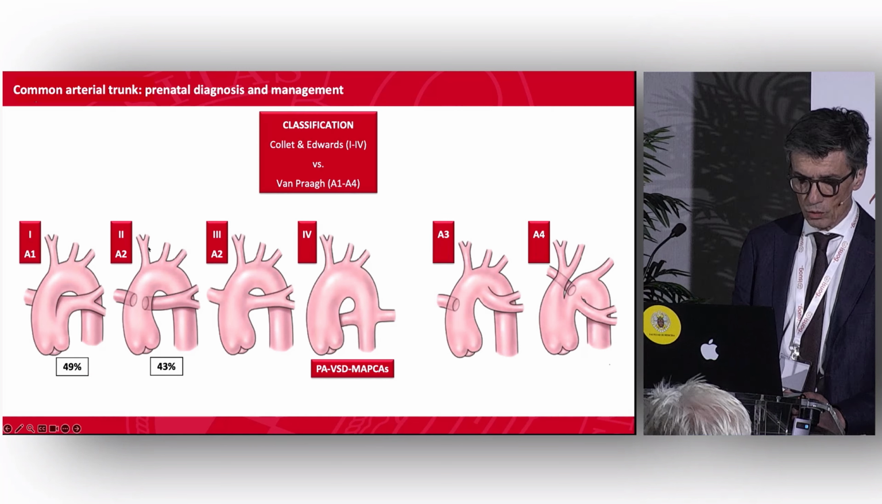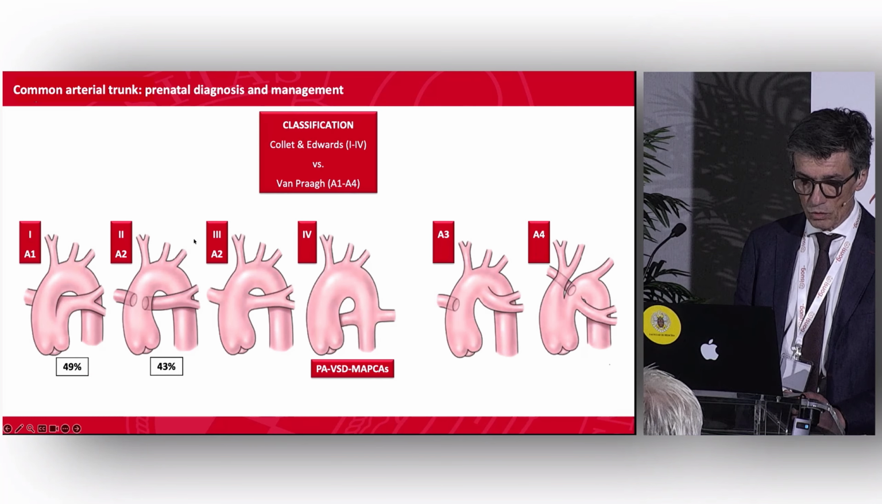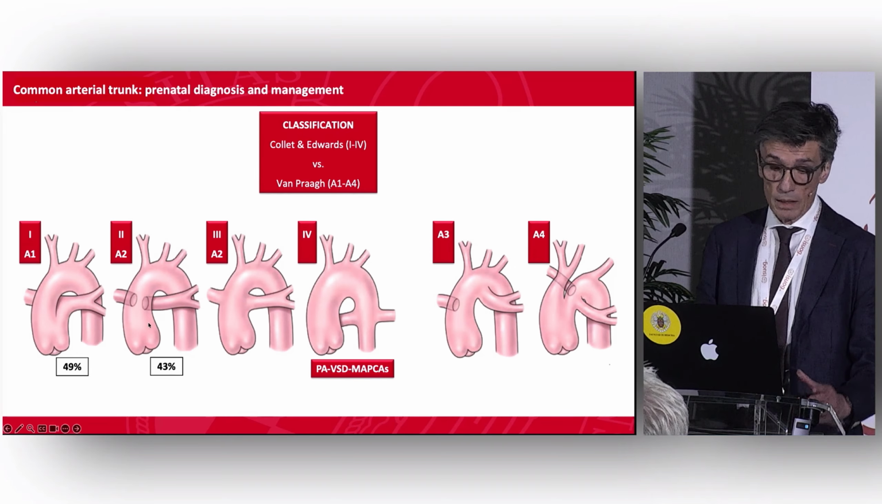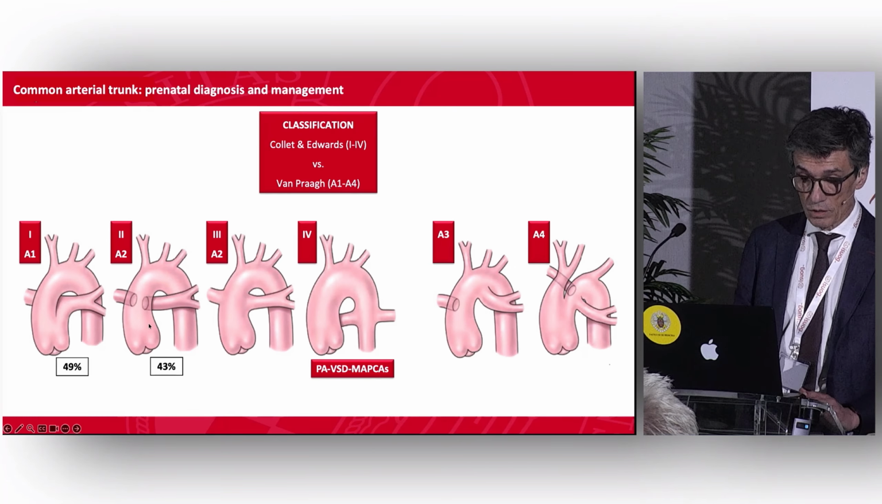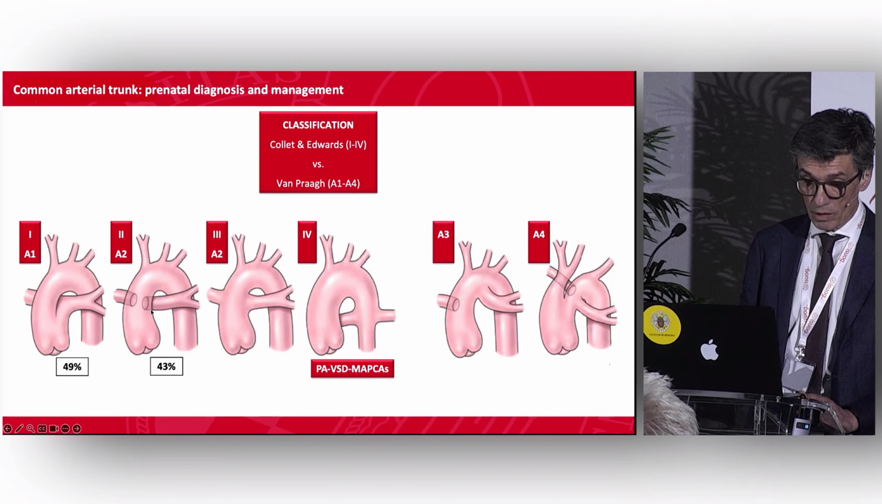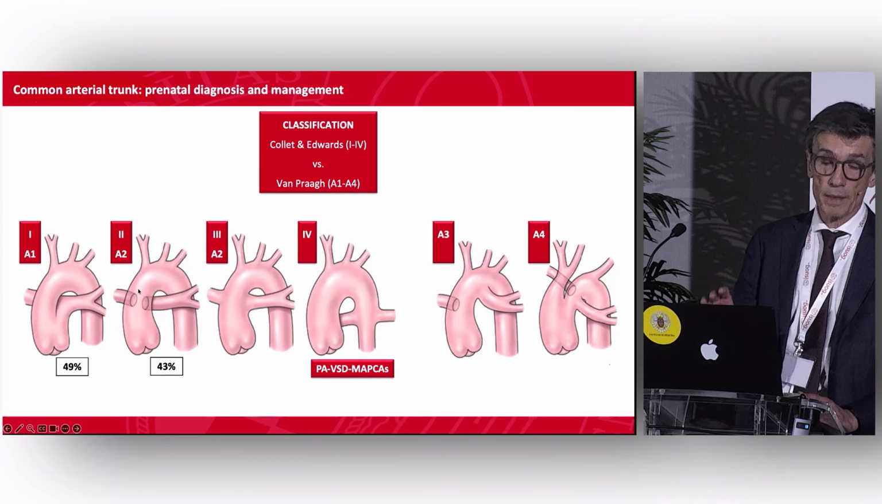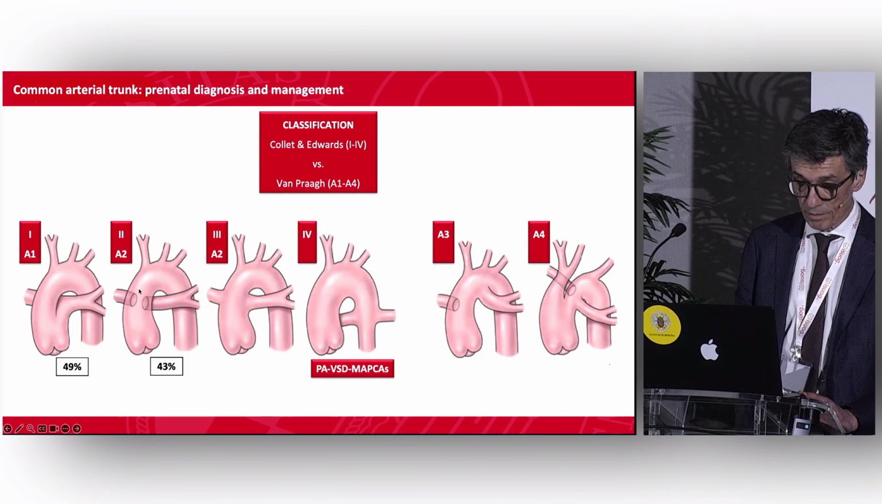In types 2 and 3, which belong to type A2 of the Van Praagh classification, there is no pulmonary trunk, and the pulmonary branches emerge directly from the common arterial trunk, either from the lateral sides or from the posterior aspect of the common arterial trunk.